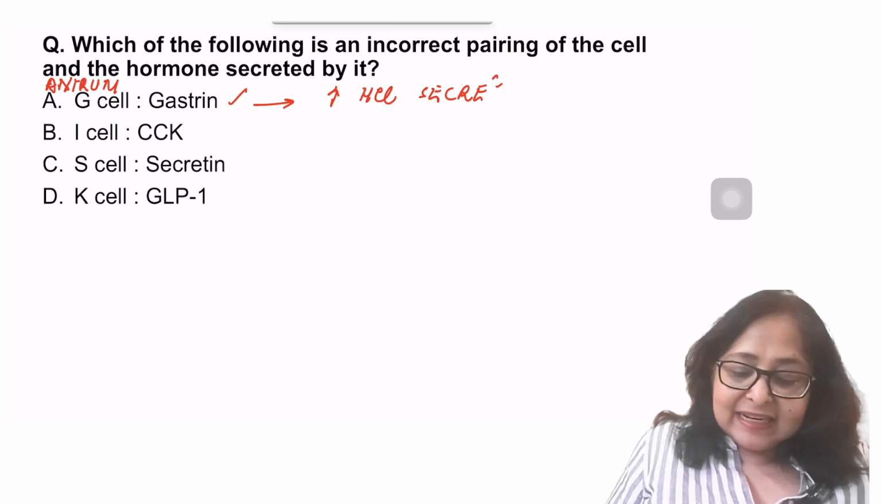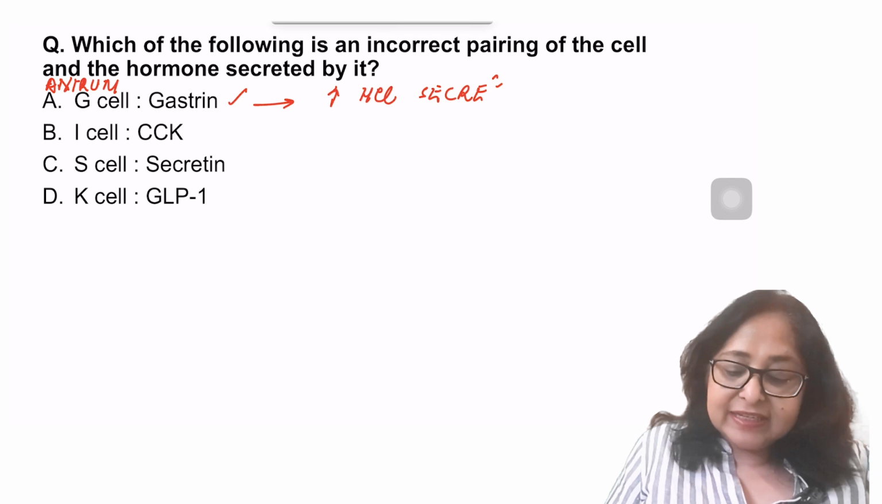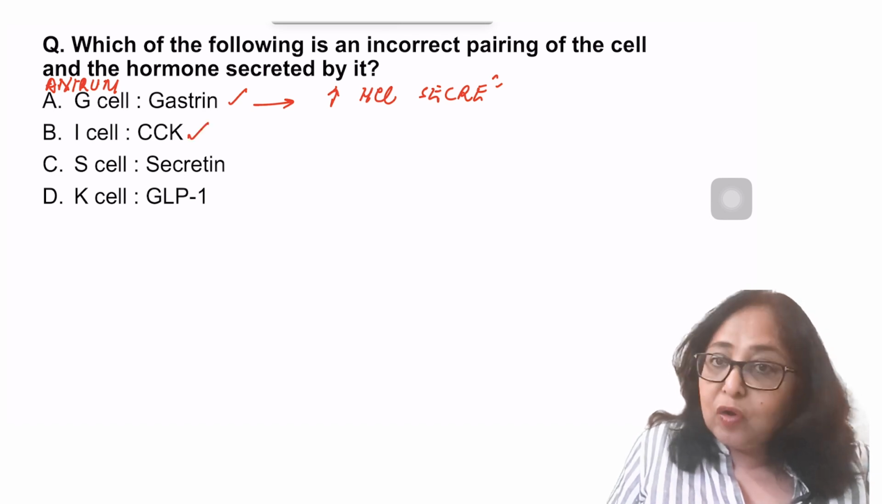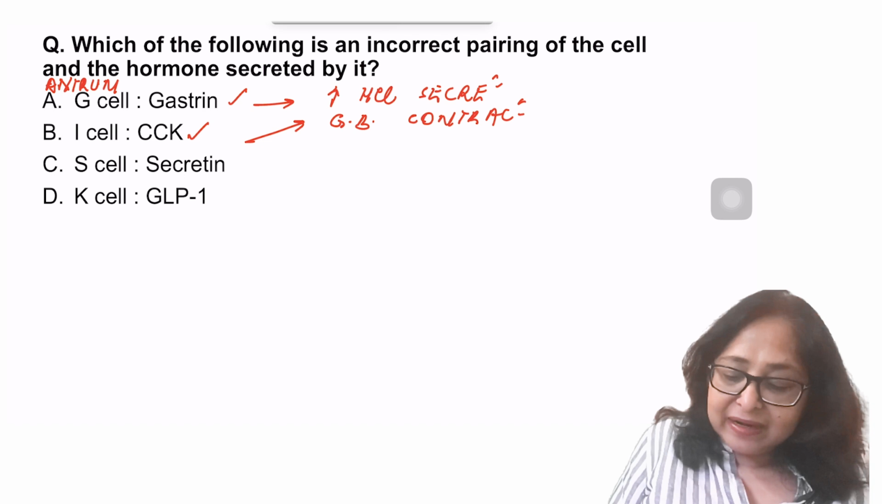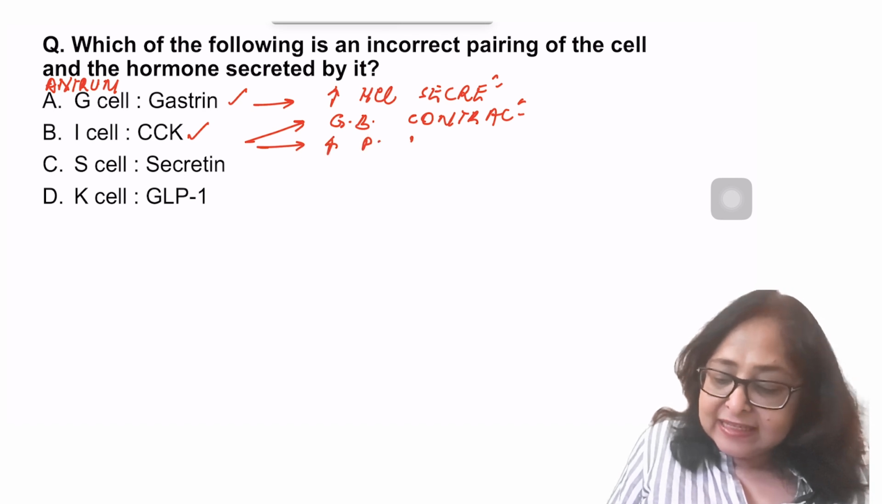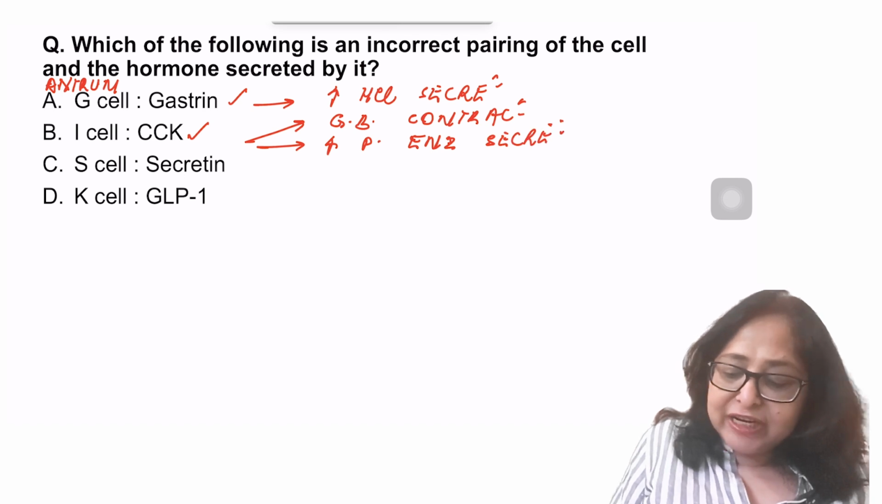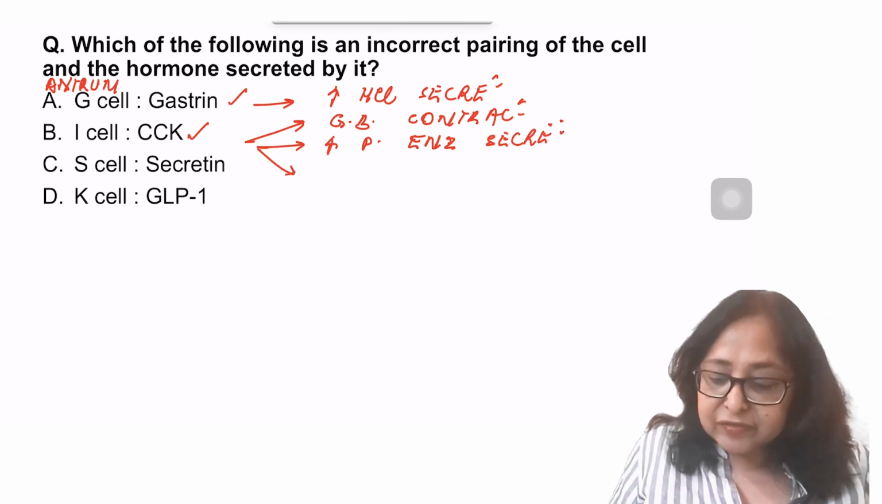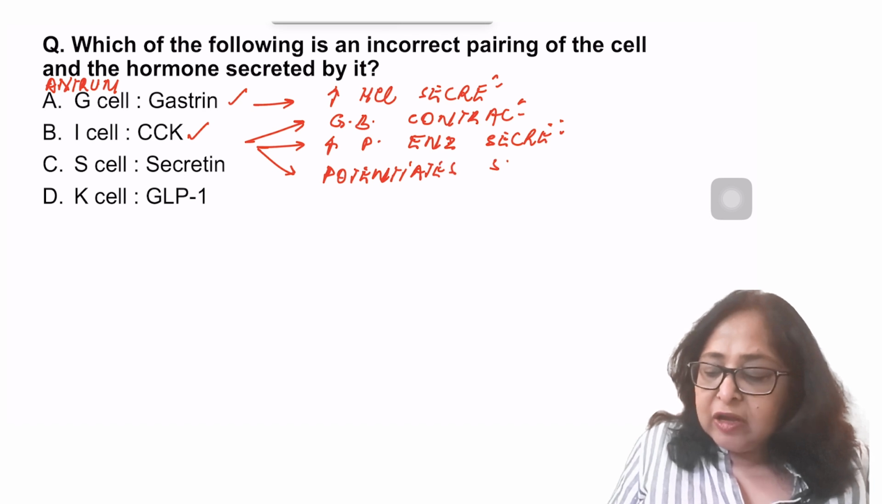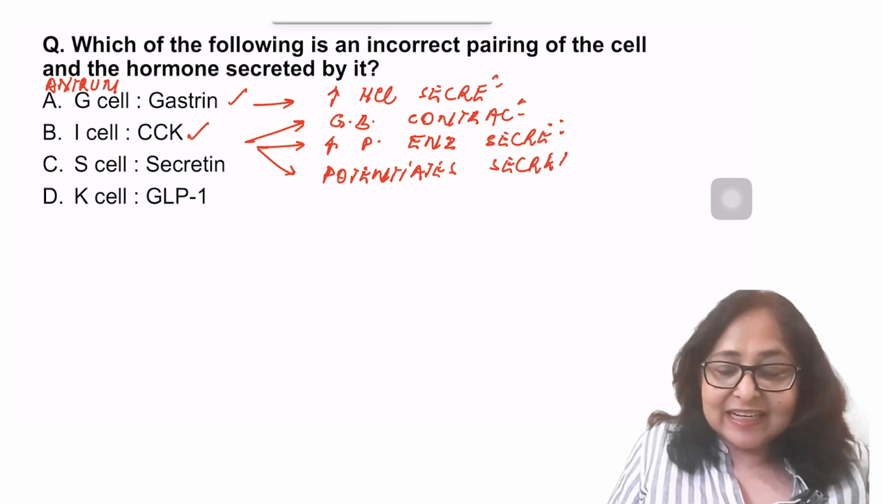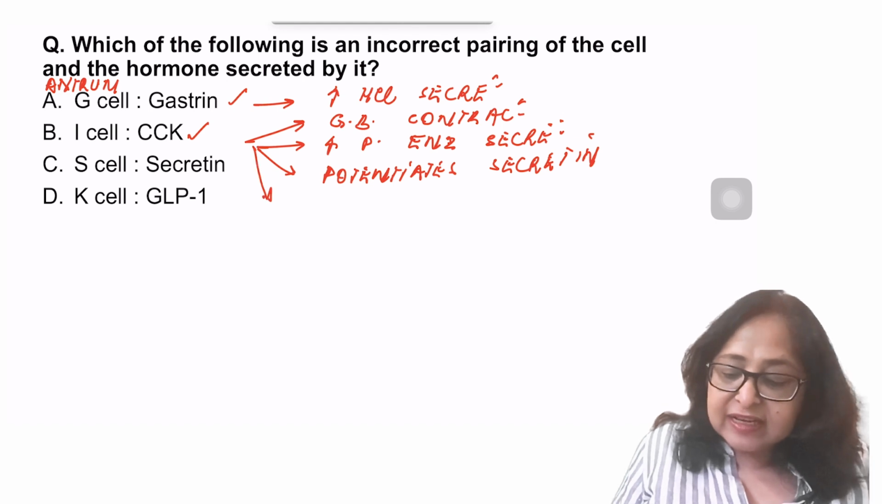I cells in the upper small intestine secrete CCK. This is also true. What is the role of CCK? CCK causes a gallbladder contraction. CCK will increase the pancreatic enzyme secretion. CCK will potentiate the action of secretin, and this can also produce satiety. It acts centrally and produces satiety.